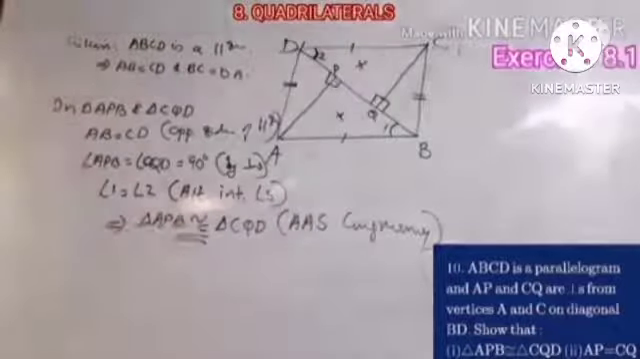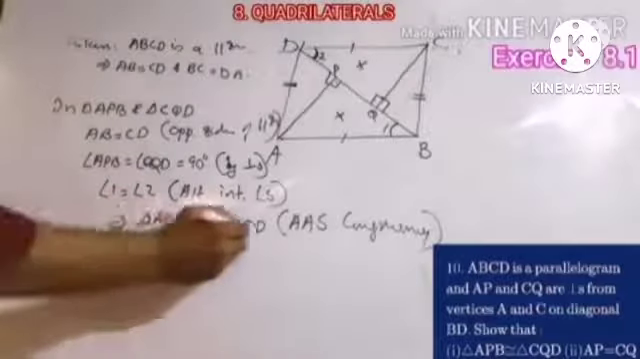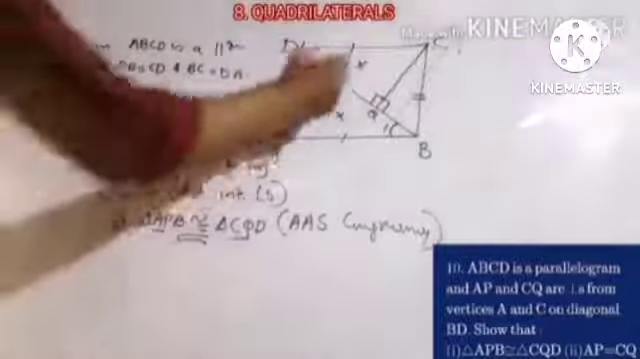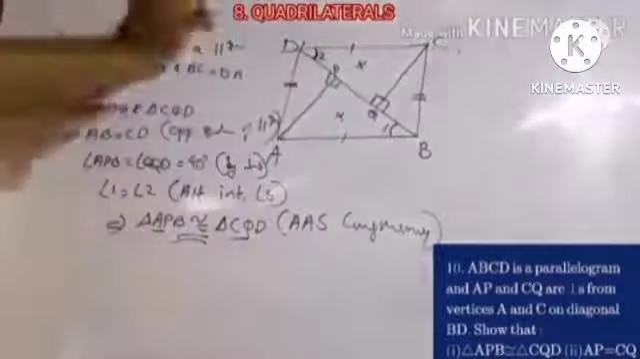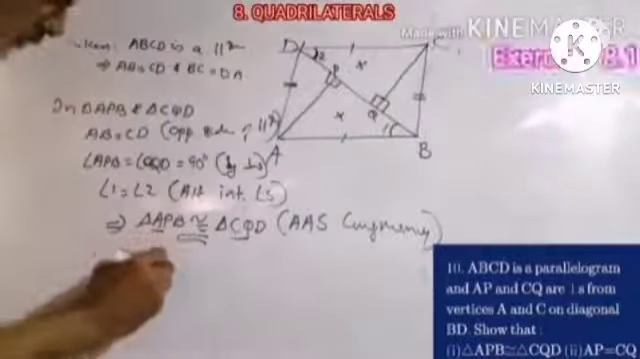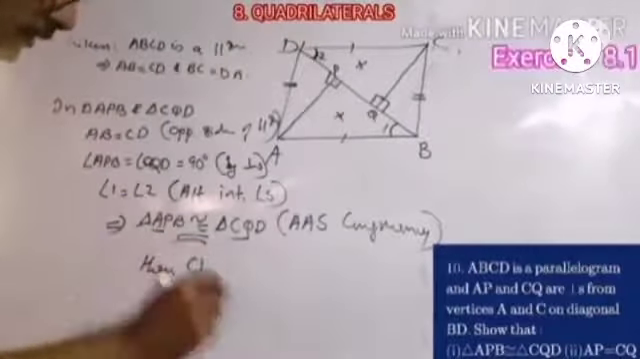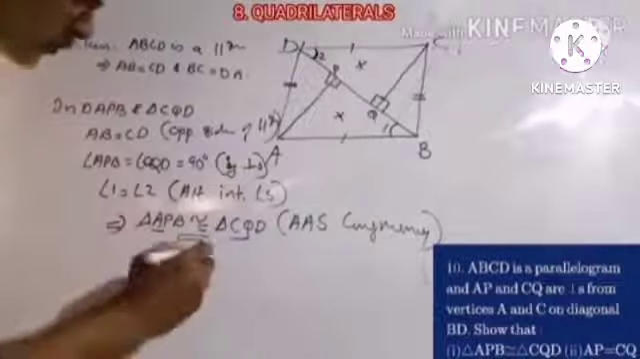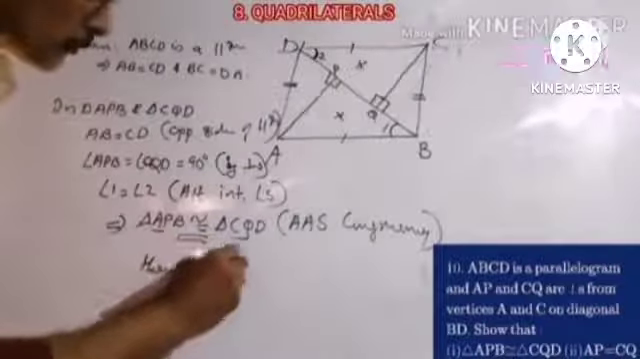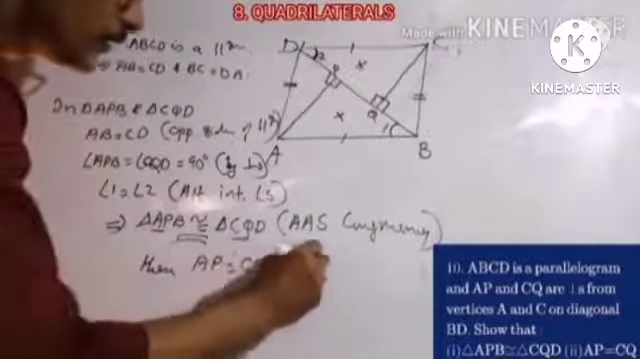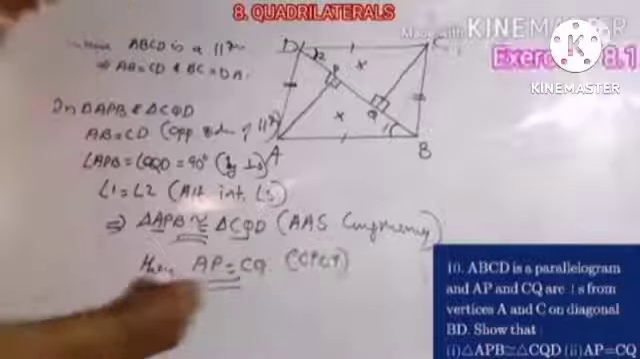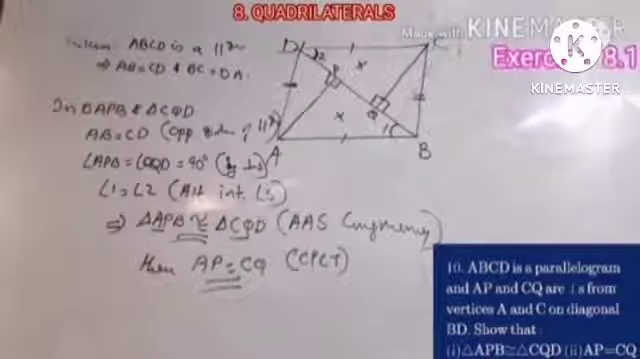Second one, AP equal to CQ. What are AP and CQ? They are corresponding sides. So the second answer is completed: AP equal to CQ. So answer number 10 is completed.